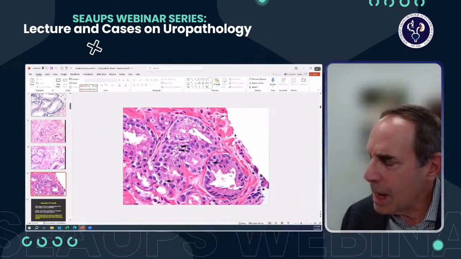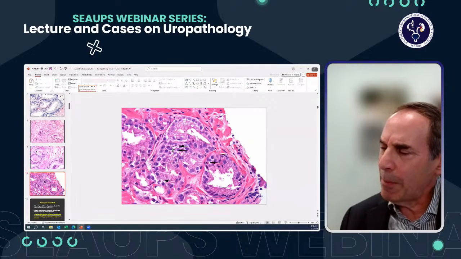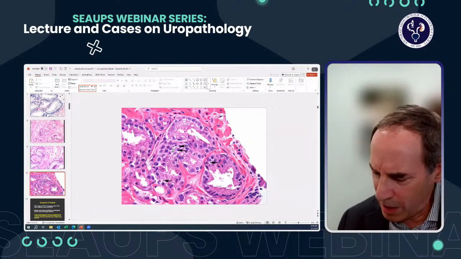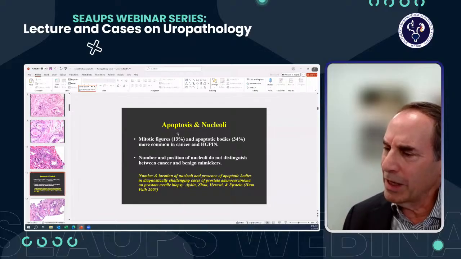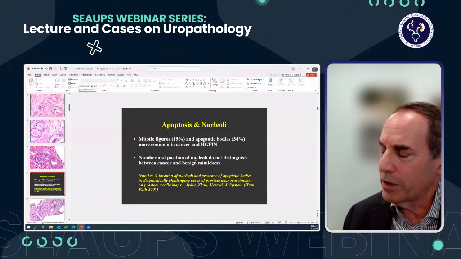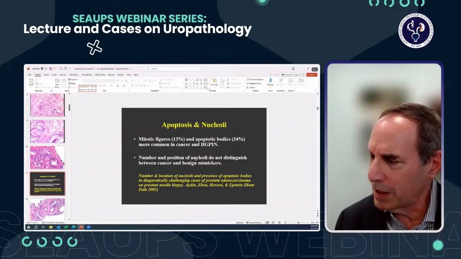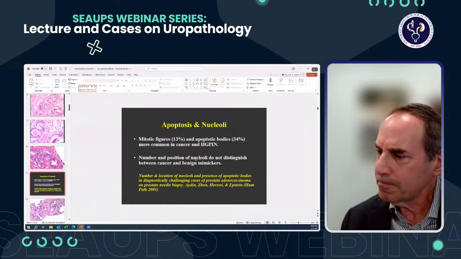I mentioned apoptotic bodies. Apoptotic bodies are actually more common than mitotic figures. So in this study, we found mitotic figures only in about 13% of cancers versus apoptotic bodies in almost a third or a little bit over a third of cancers. Now, it turns out where the nucleoli are, whether they're up against the nuclear membrane or in the center, and the number of nucleoli don't help to distinguish between benign mimickers and cancer.